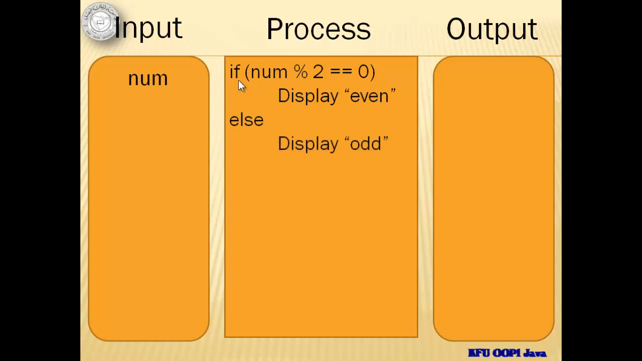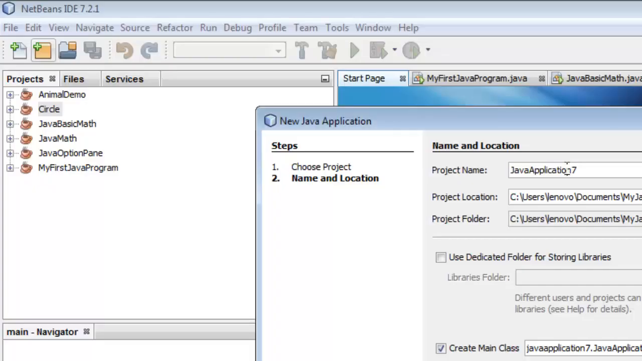So we are using the if statement to do that. The condition is the modulo division resulting in 0. If it is true, then it will do this statement. If it's not true, then it will do the statement after the else. We only have one output, either we display even or odd. Let's call our new project EvenOrOdd.